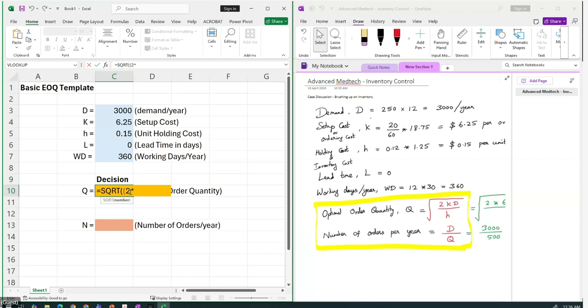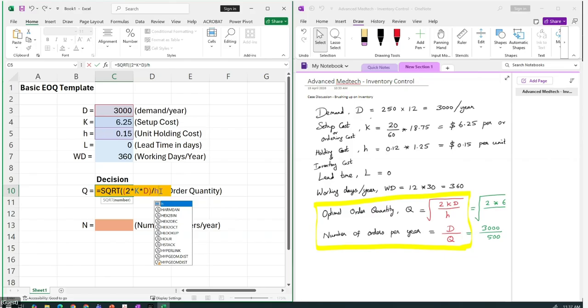2 multiplied by, this is K. I just went and clicked there. Multiplied by D. Again, I went and clicked there. You can see the range name is being used here in the formula. I hope you can see what has happened. Divided by H.